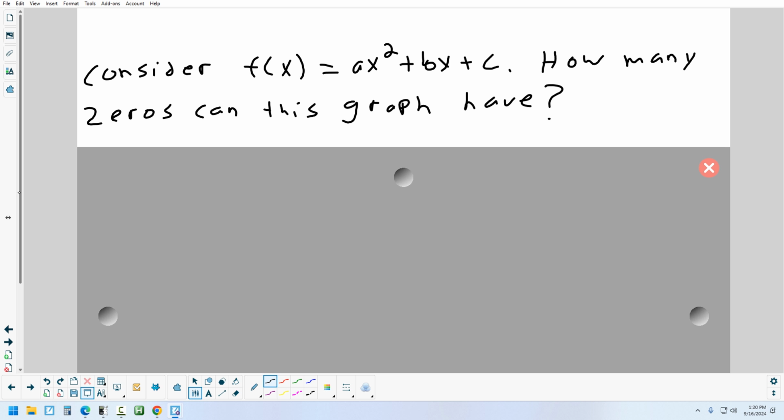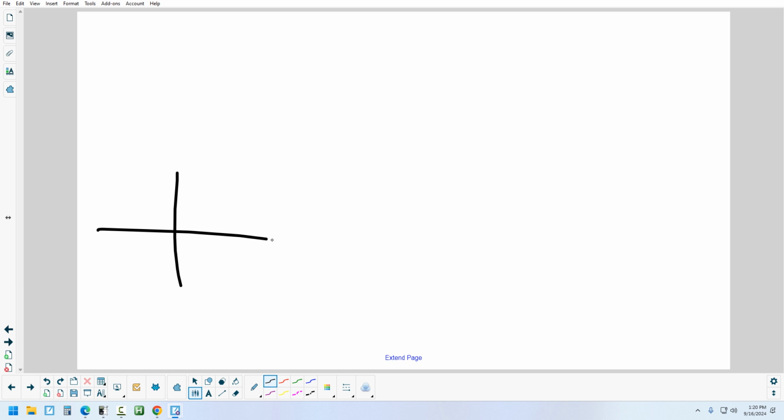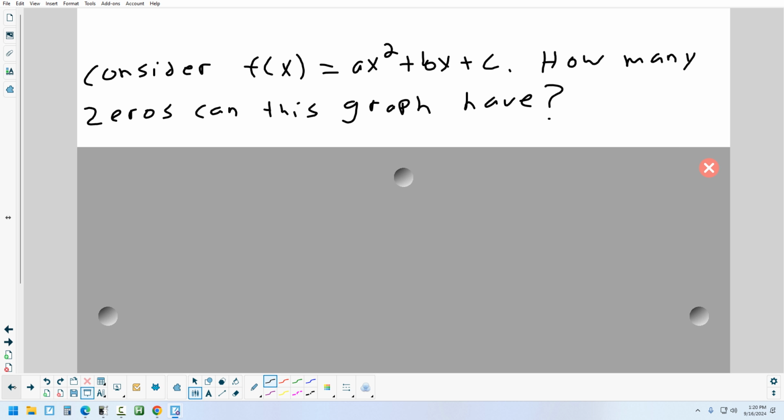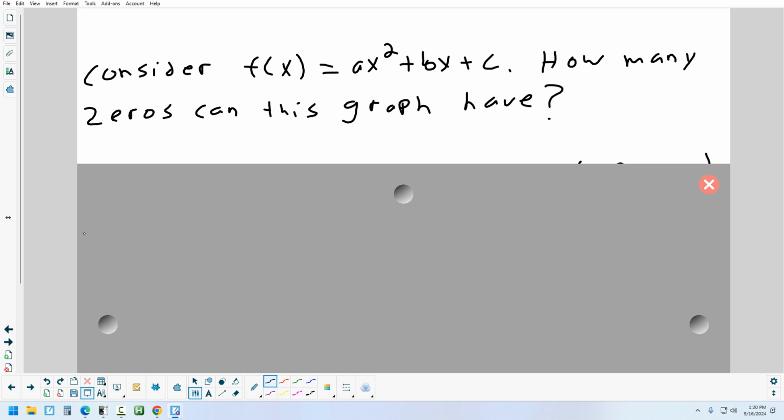How many times can a parabola cross the x-axis at most? Twice. Could it only cross once? Yeah, it could cross once if you had something like this. Touching it is the same as crossing it, it just touches it one time. Is there anything else it could be besides crossing twice or once? Never crosses. So how many zeros can a graph like this have? Well, it could have up to 2, but it could have as few as none.